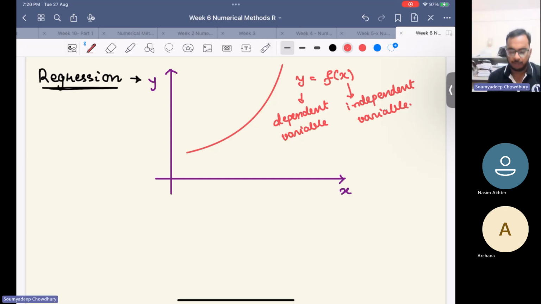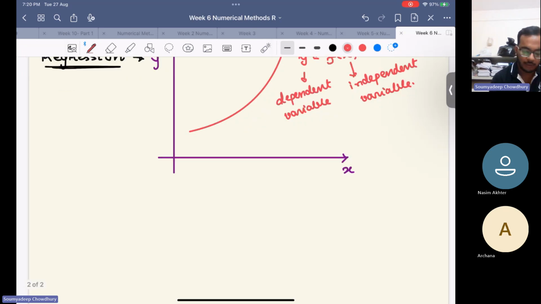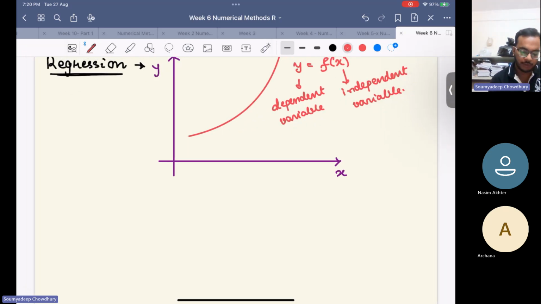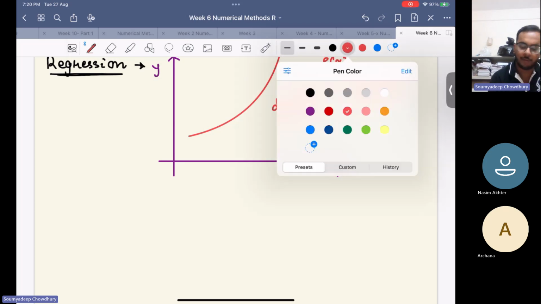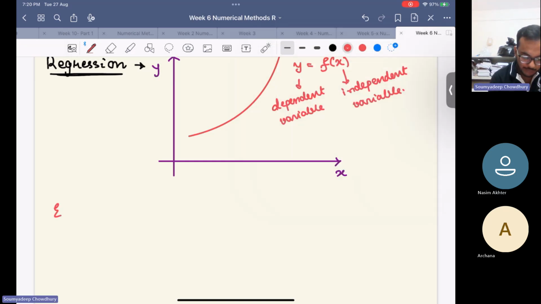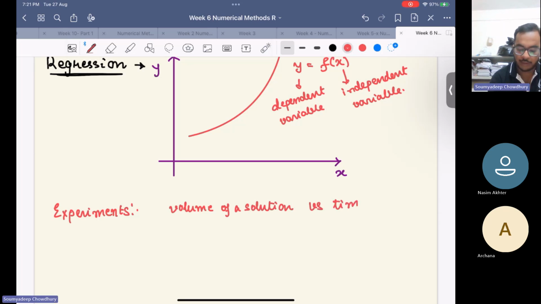So suppose this is a general example, right? So I'll give you a more specific example. Nasim, you are from a chemistry background, right? Yes. Okay. Suppose you have conducted some experiments, and based on the experiments, you have obtained the volume of a solution, any mixture you can tell, over time. I'm just giving a random example.